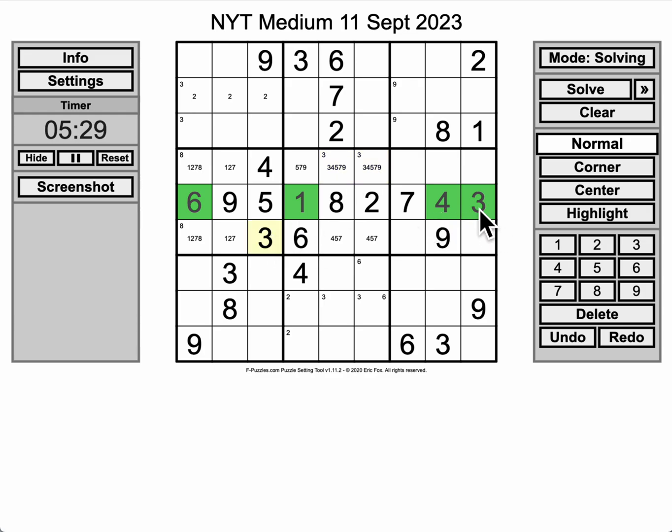I could have figured that out from that 3 and that place 3. Oh, these. Why did I put 7 there? Silly. There could be 7.